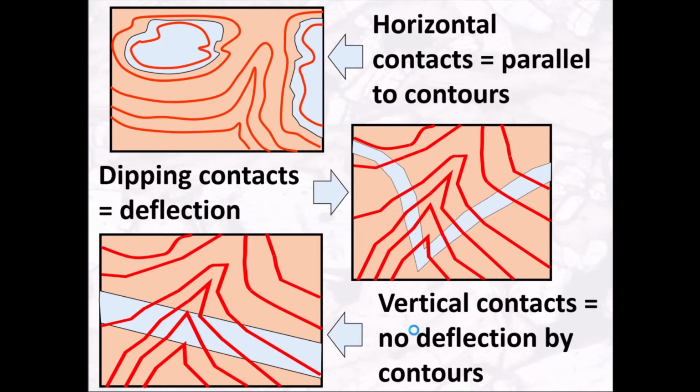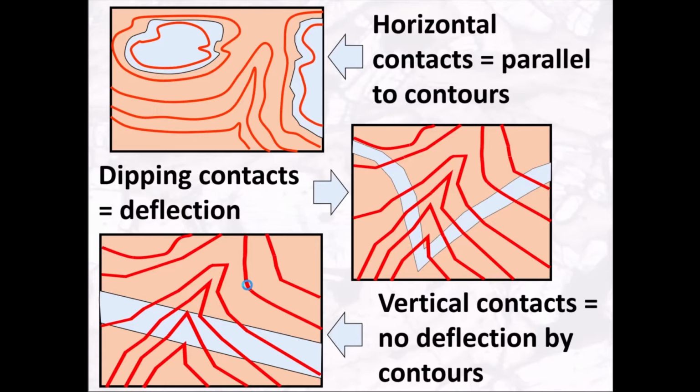But now we're seeing dipping contacts where the beds have some angle of dip, somewhere between 0 and 90, and you can see that their outcrop patterns will deflect and run along and interact with the ground contours. They'll still cut across them in places, but in other places they'll bend around them.